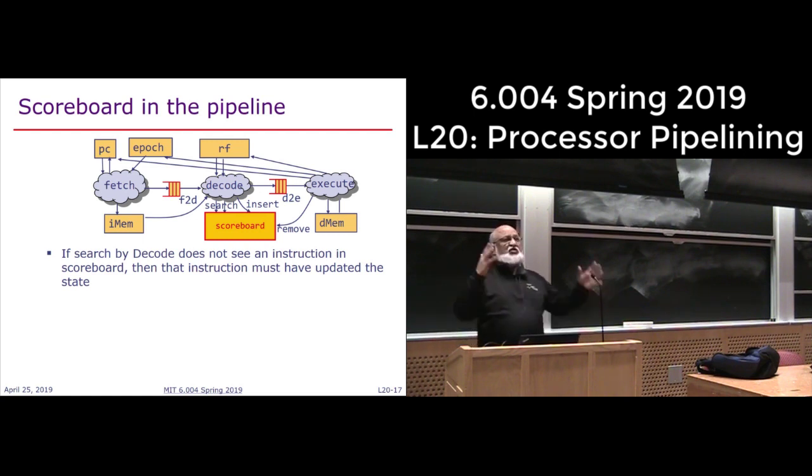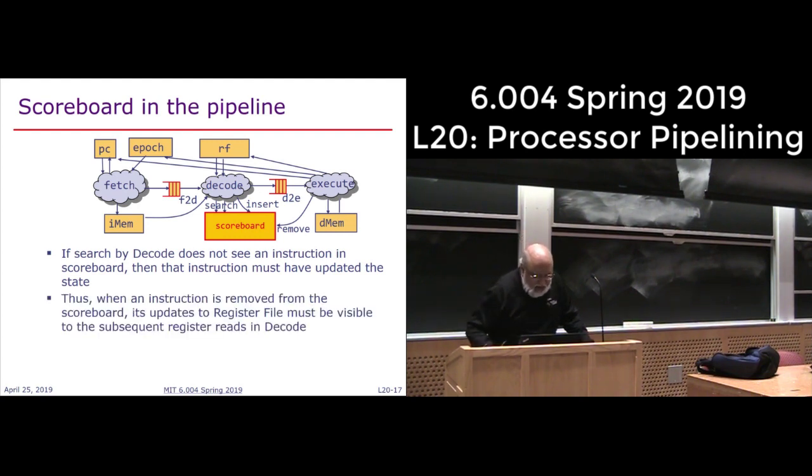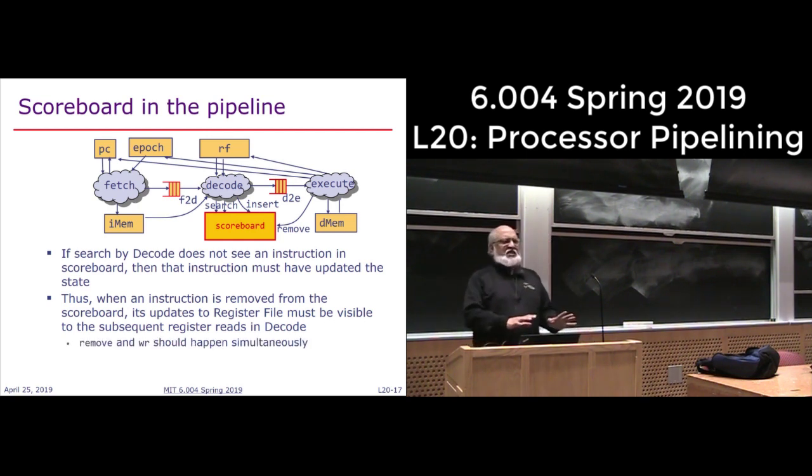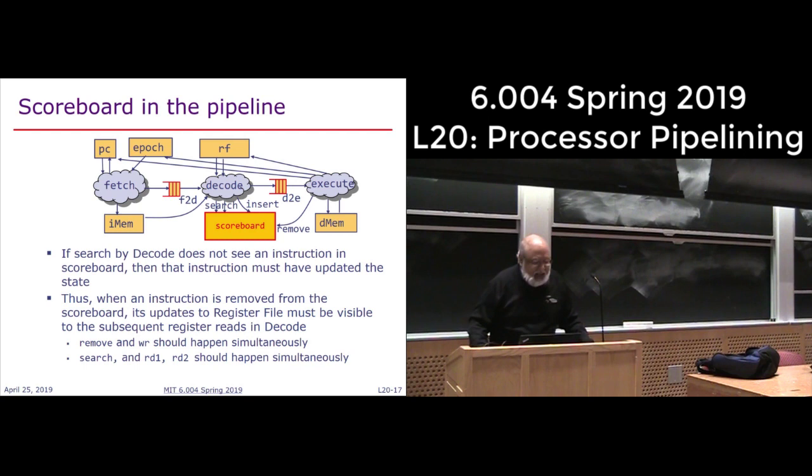Otherwise, because that's what the assumption is, because I'm going to read it. Right, in this. Okay, thus an instruction is removed from the Scoreboard, it updates the register file, must be visible to the subsequent thing. Actually, it's even more subtle than that, because what you will discover is, this part is easy, that remove and write into the register file must be done simultaneously. Okay, similarly you can say search and reading of the register file must be done simultaneously, because that's instantaneous information. You say nobody is writing into these registers, okay to read it.